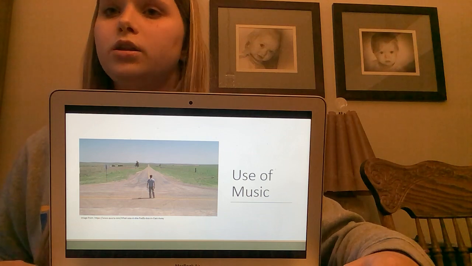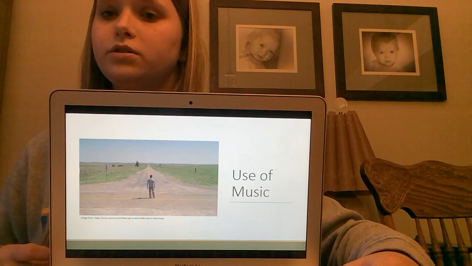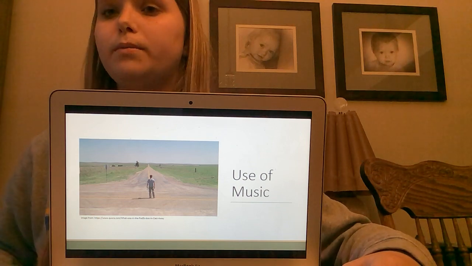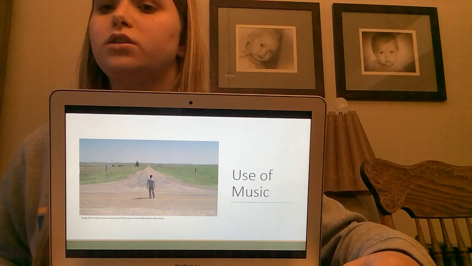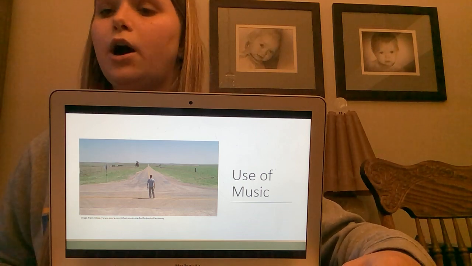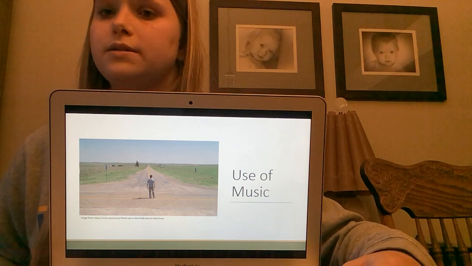So overall, with the use of filming techniques along with examples from the movie and looking at Schultz's main ideas, one can see how this film was very well made.